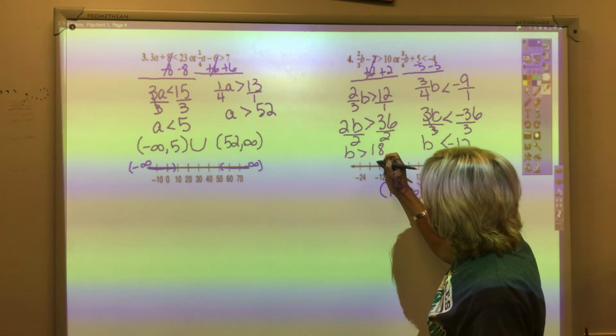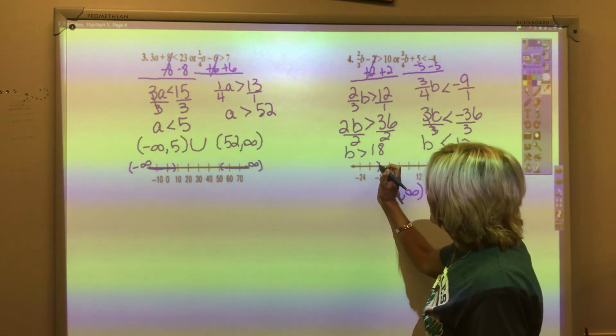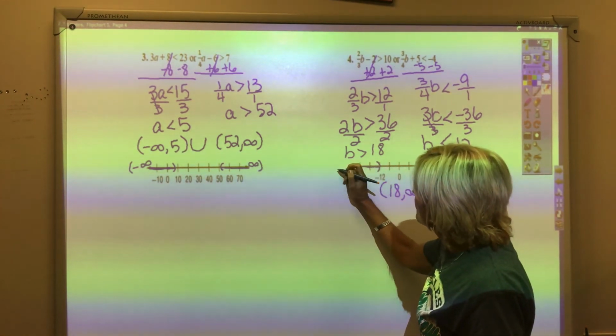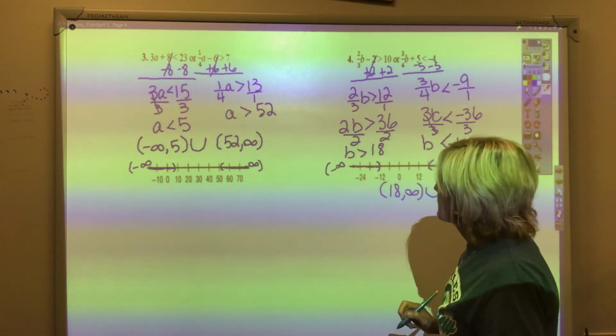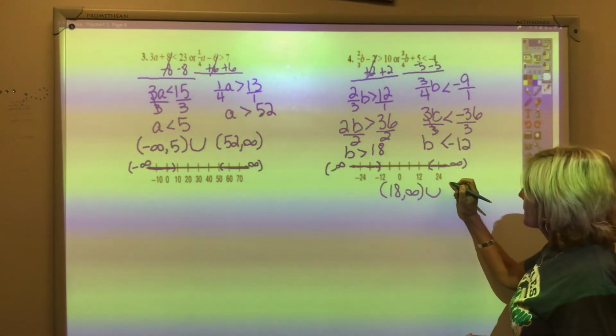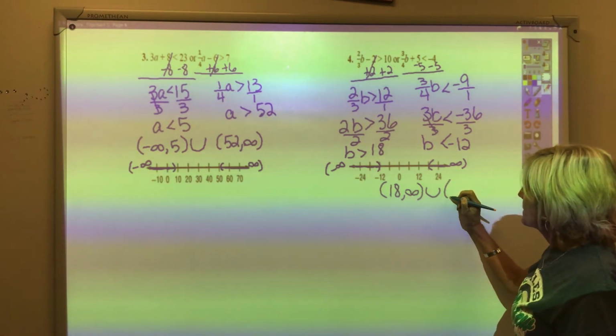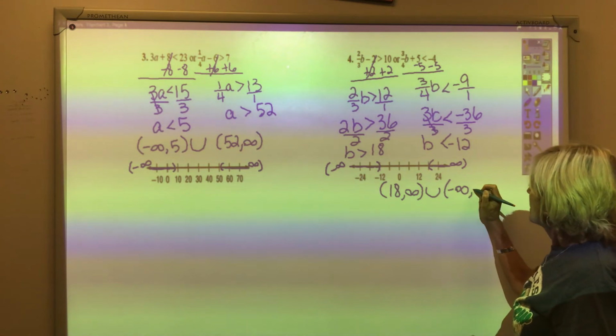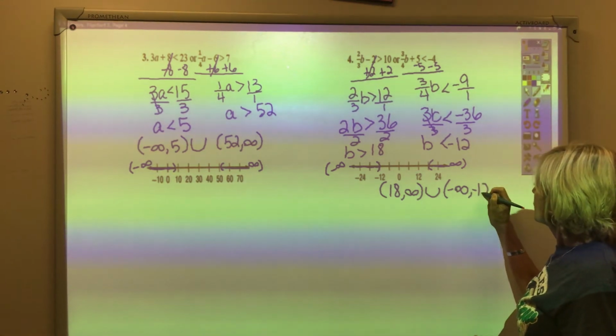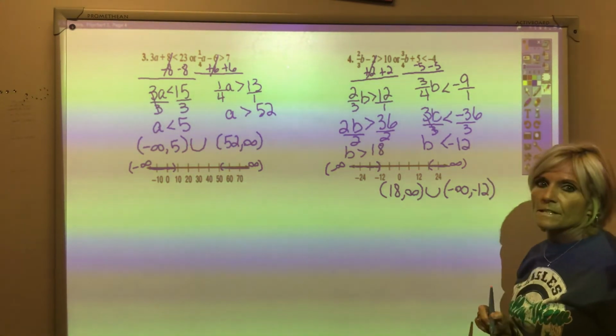I'm going to put a parenthesis at the negative 12. I'm going to shade towards negative infinity, and I close with parenthesis. So I'm going to fill in parenthesis, negative infinity, comma, negative 12, parenthesis.